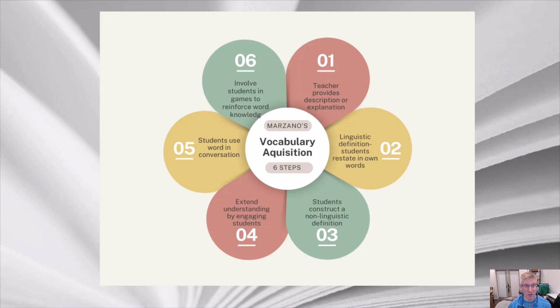Now recognize that steps 4, 5, and 6 are not necessarily sequential. They should be going continually on throughout the learning process. So we're constantly deepening their knowledge through activities. We're constantly giving them opportunities to use the word in discussion. And then we're mixing in games as appropriate.